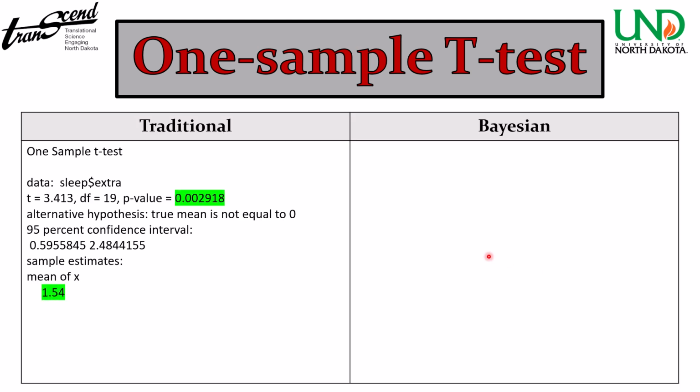So the results of the traditional test, the one sample t-test: we get a t-value, and based on that t-value, the p-value is 0.0029. That is less than 0.05, so we call this significant. In fact, we can get the mean. We see 1.54, which means on average, participants had 1.5 hours of extra sleep taking these drugs compared to a control of nothing. So, okay, that was significant.